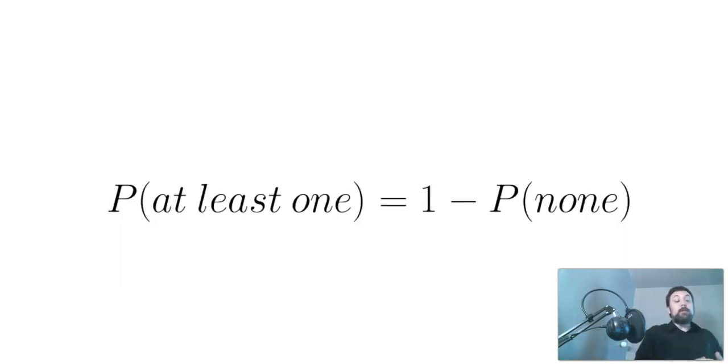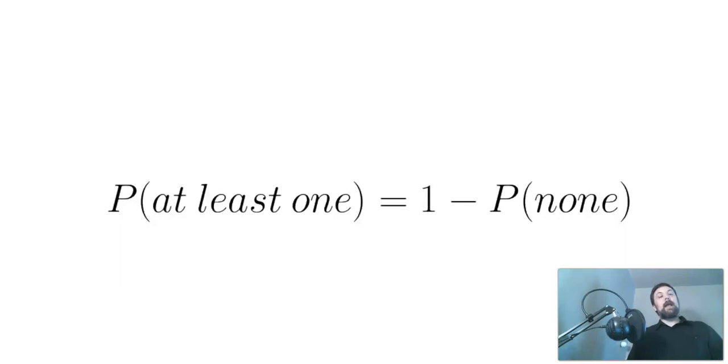So at least one means one or more. One or two or three or four, however many are possible. The opposite of having at least one is to have none at all. And so the complement rule for that would be that the probability of at least one equals 1 minus the probability that none occur, or that you get none of that thing.